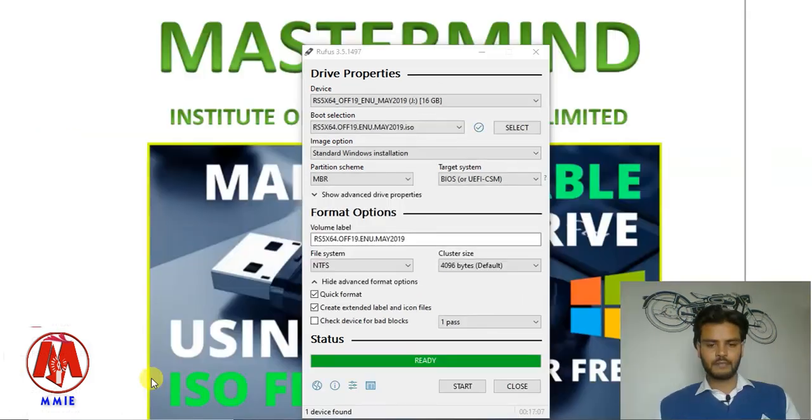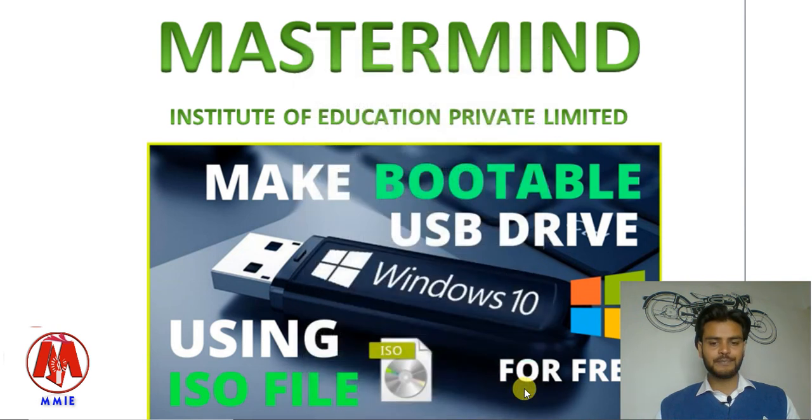Okay, so our process is completed. You can see status is ready. Now simply close it and you are good to go. Now you can use this pen drive to format any system having partition scheme as MBR, that is master boot record. I hope you have learned how to make a bootable USB pen drive.